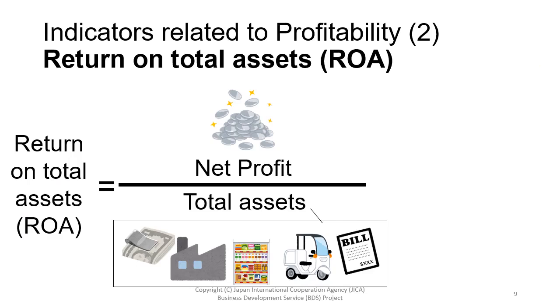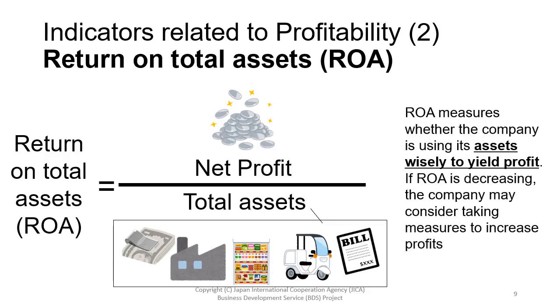If the MSME knows its total assets, they can also calculate return on total assets or ROA. You divide net profit with total assets. If ROA is decreasing, it means that the MSME may not be using its assets wisely, so they may want to try to increase profits.